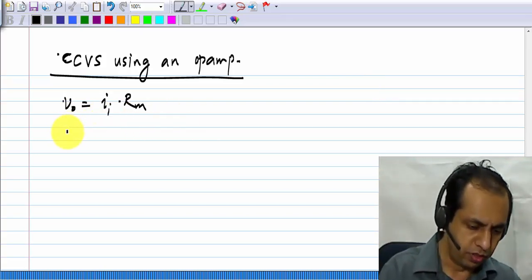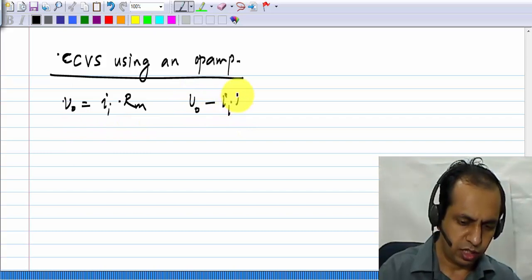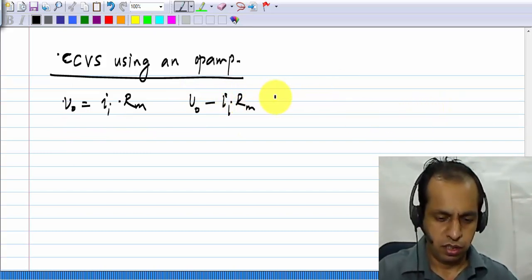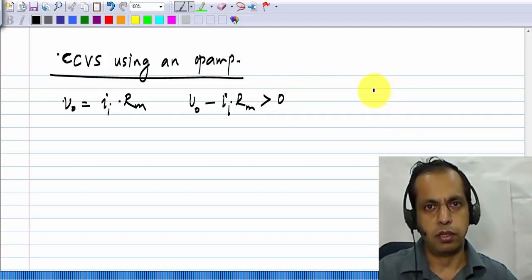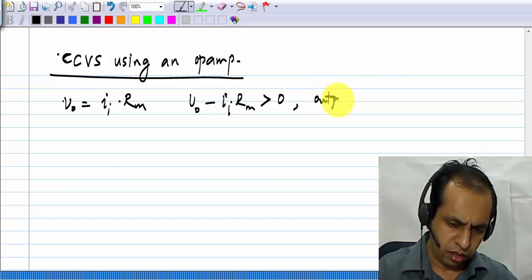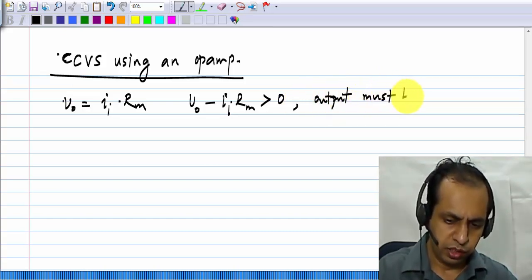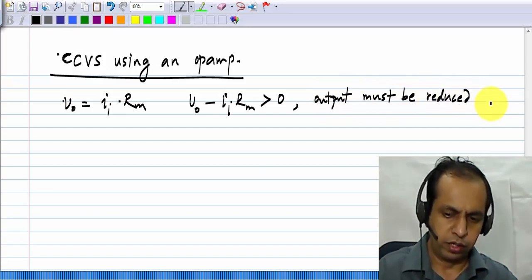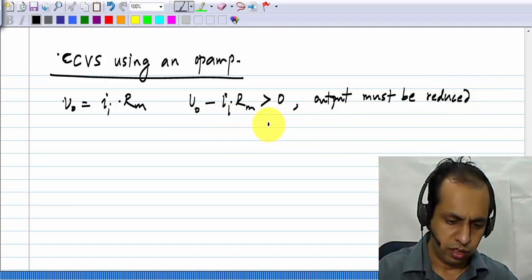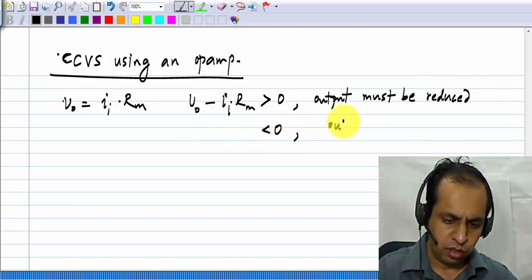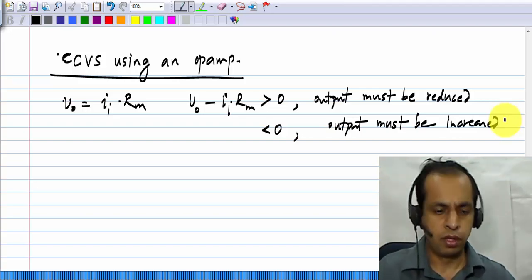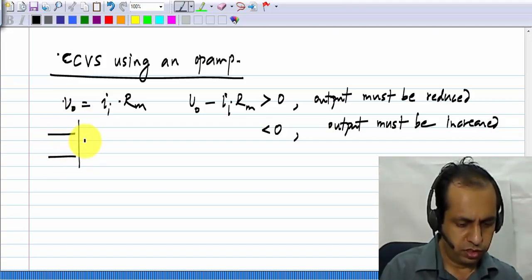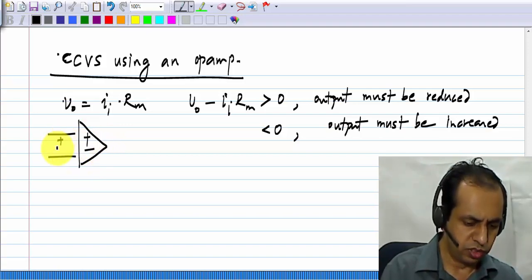Just like in the case of the current controlled voltage source using a MOS transistor, we define an error voltage V0 minus Ii Rm, and if this happens to be more than 0, it means that the output voltage is higher than what is desired. The output must be reduced. And similarly, if this is less than 0, the output must be increased.